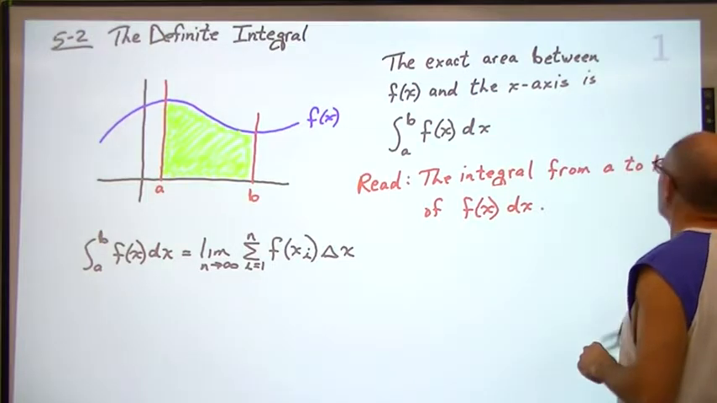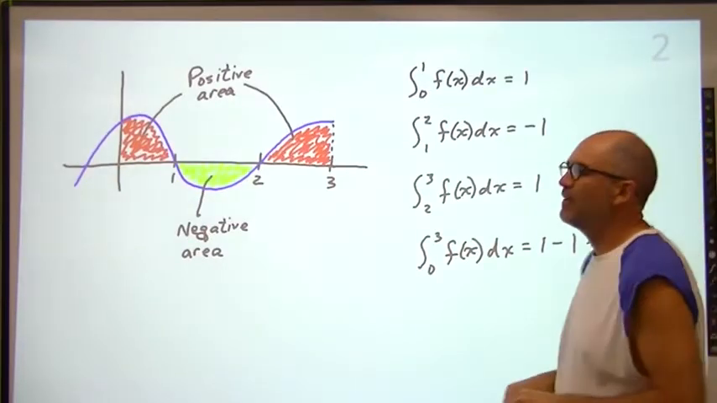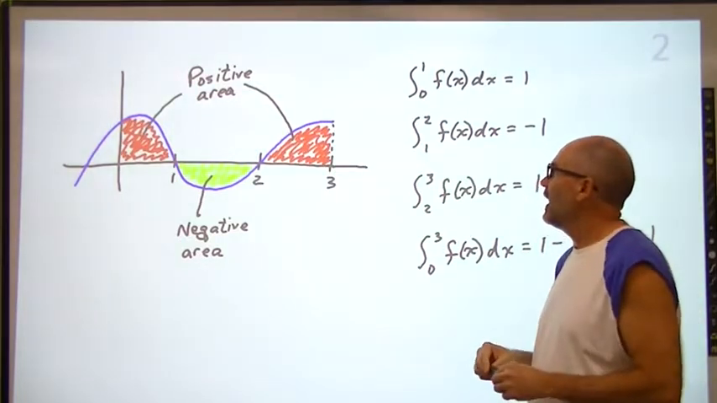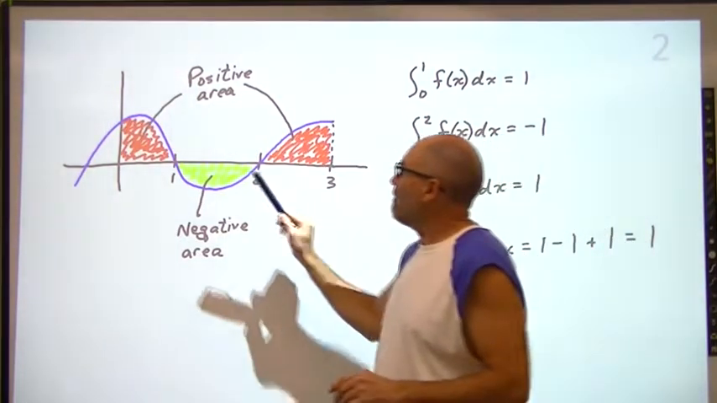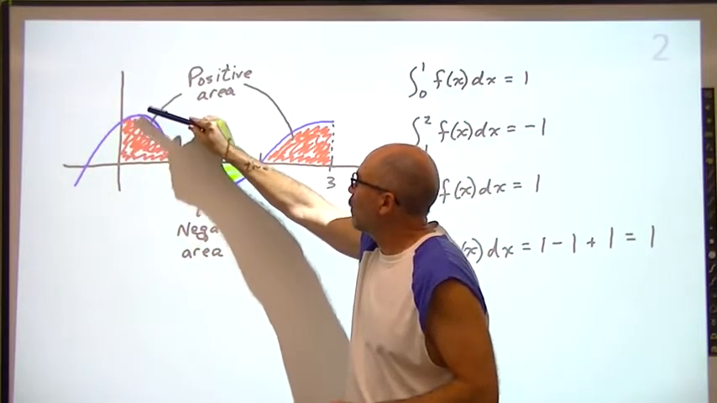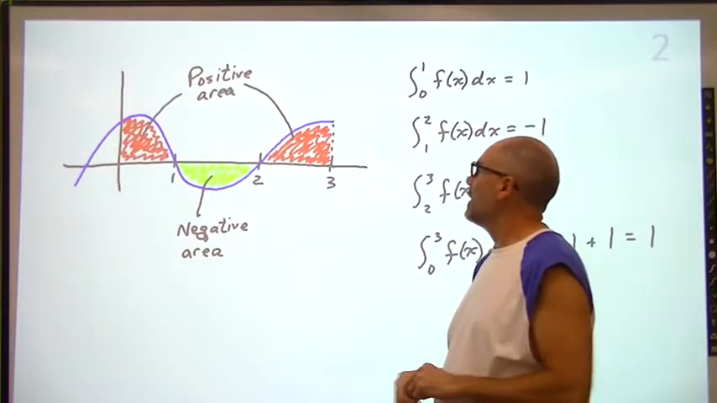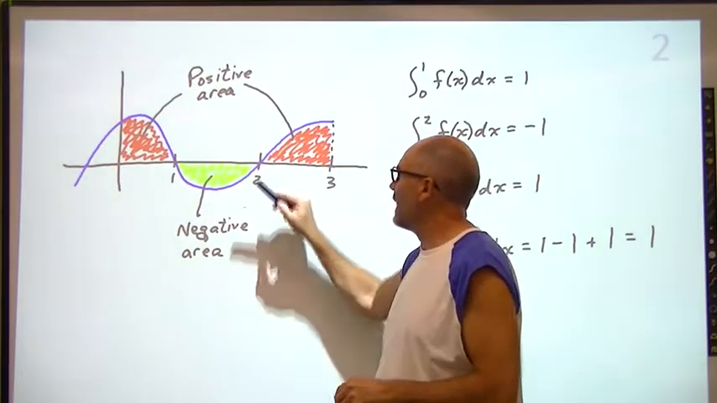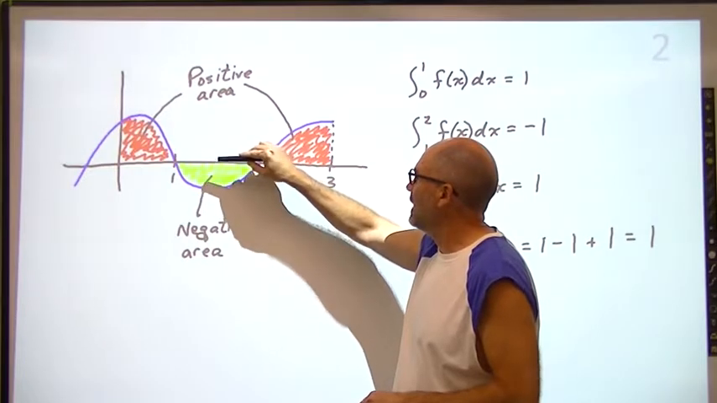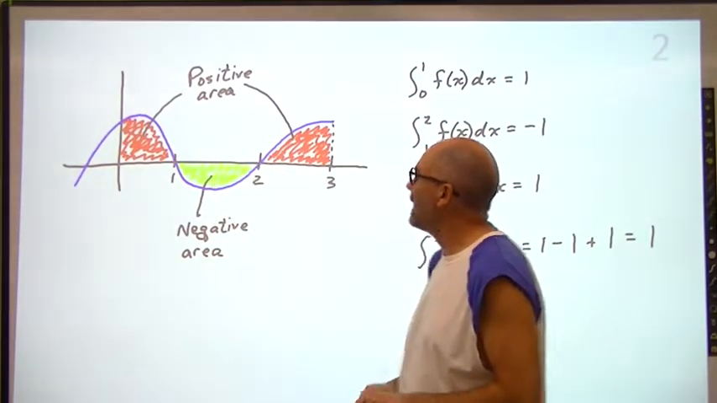One more idea that we need before we get started is the concept of negative and positive area. If the curve f of x is above the x-axis, then the area is going to be the curve minus the x-axis, which is going to make it a positive value. But if the curve goes below the x-axis, then the area is going to be the x-axis minus the curve, which is going to make this area negative.